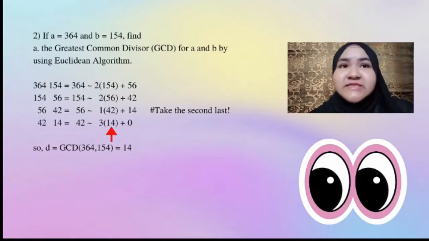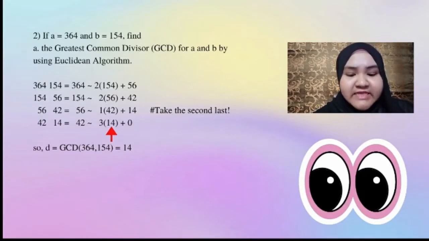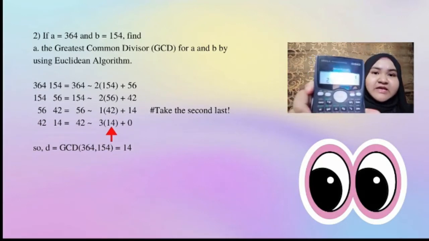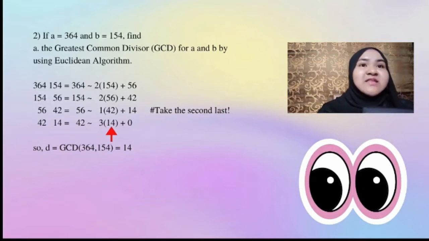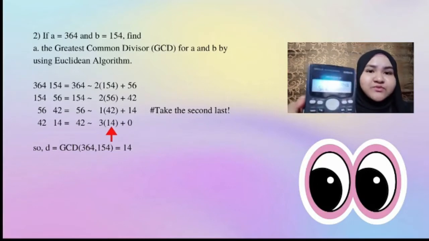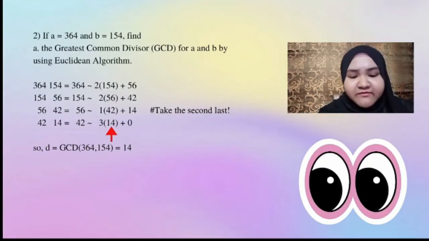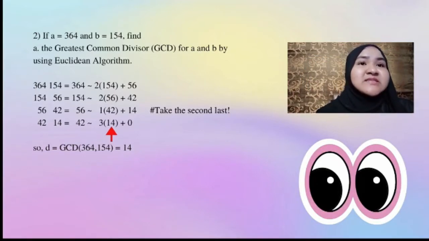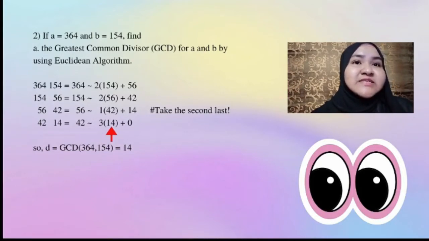Then we move to the 154 and repeat the same process as before. Divide by 56, we get 2.75, and just take the value of 2, then times 56. We get 112, and then minus from 154. We get 42 for the remainder. Repeat the same process until we get the final result of D. So D equals GCD(364, 154) equals 14.